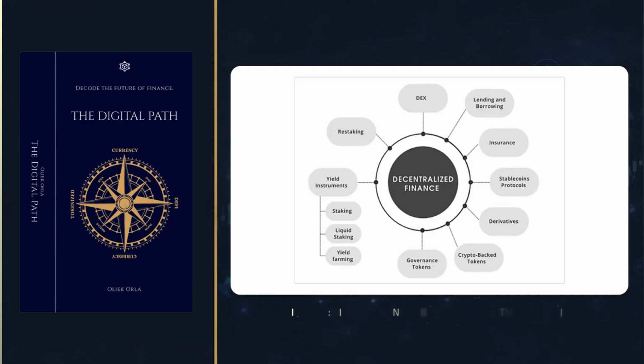Another cornerstone of DeFi is DAO, Decentralized Autonomous Organizations. Governance is no longer centralized. Users collectively vote on protocol changes, treasury allocation, and long-term strategy. This transforms users into active participants and stakeholders rather than passive consumers.